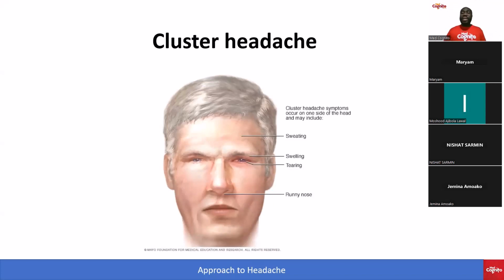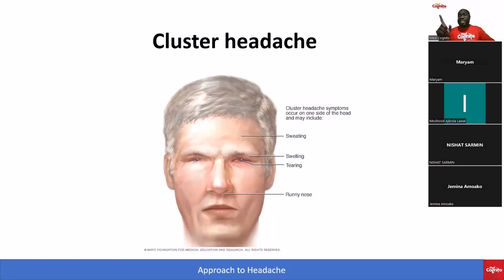So what did we say? We said that cluster headache can cause swelling of the eyelid, in the front of the head. So whenever you are thinking about headache, look at this man's face very well. Picture his face in your brain so that in your exam, you will know how cluster headache will present. They may sweat, they may have swelling, they may have tearing, they may have running nose.